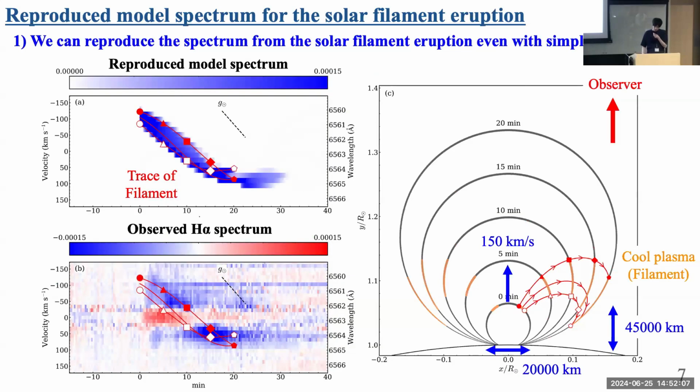First, we apply the model to the solar case. The left upper panel shows the reproduced spectrum by our model, and the lower panel shows the observed spectrum. As you can see, the model is well reproduced with our sample model. In the right panel, we show the expanding loop and trace the part of the filament in 2 dimensions. The trace of the filament is also overplotted on both spectra. In this case, the loop is observed from above.